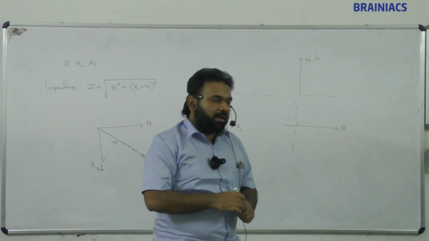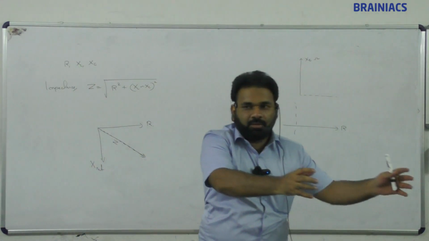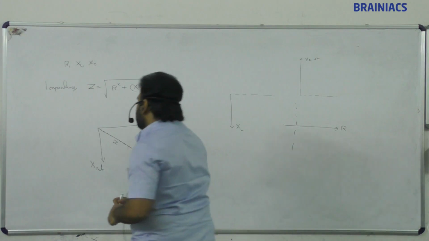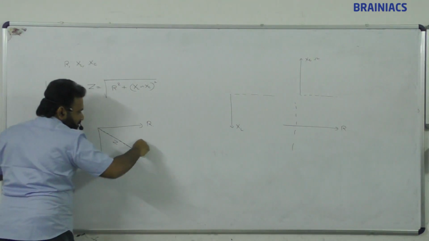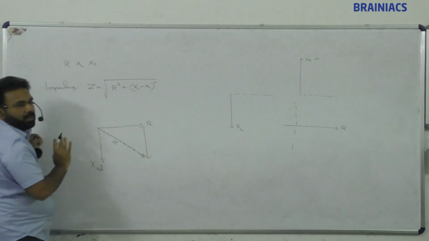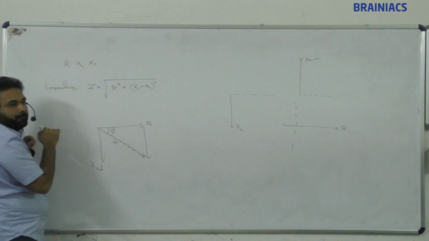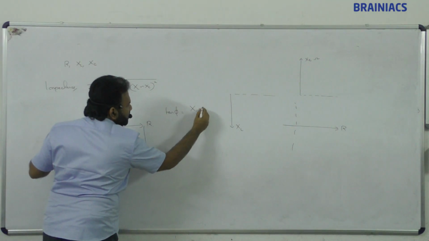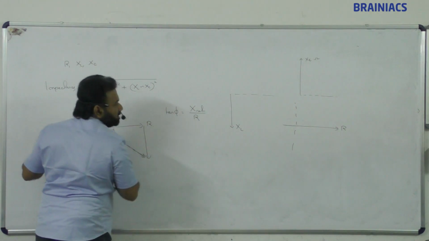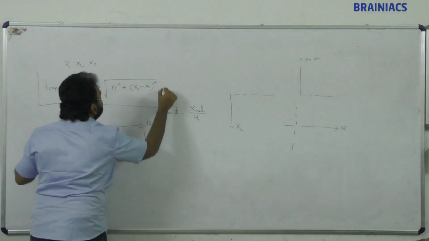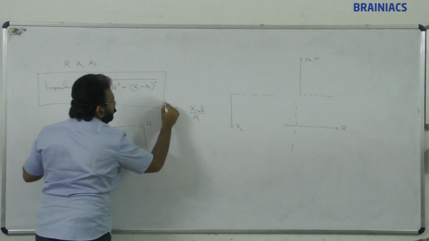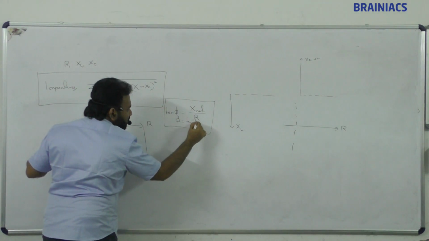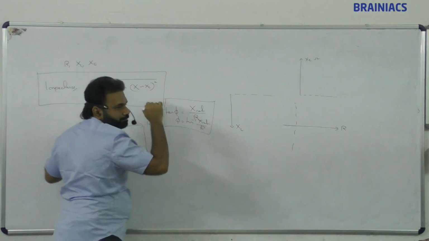If it is a vector, without changing the direction and magnitude, I can keep it here. Then this is phi. So we can say that tan phi is equal to net reactance divided by resistance. So phi is nothing but tan inverse of X net divided by R.